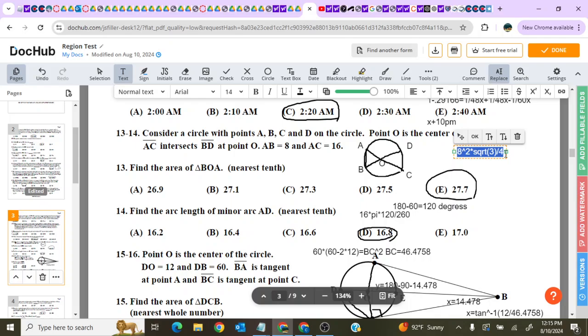Find the length of minor arc AD. Okay, well, since this angle is clearly 60 degrees because that's an equilateral triangle, these two angles must be supplementary, so this one is 180 minus 60, or 120 degrees. There are 360 degrees in a circle, so this makes up 120 over 360, or 1/3 of the entire circle circumference, arc AD. So if you do that, your circumference is 16 times pi, divided by 3, and you get 16.8.